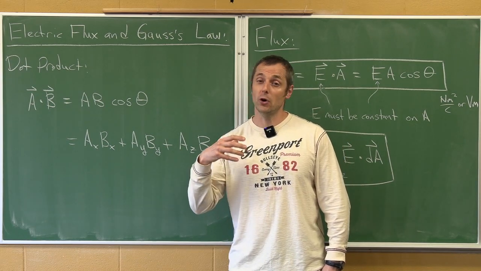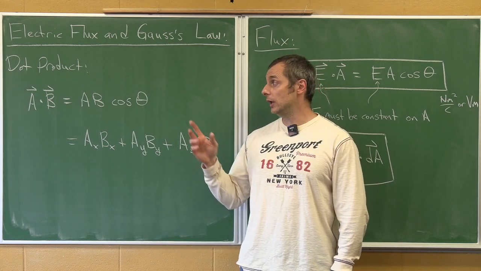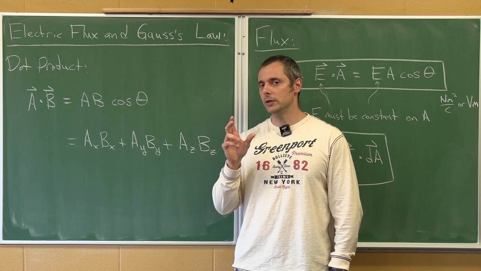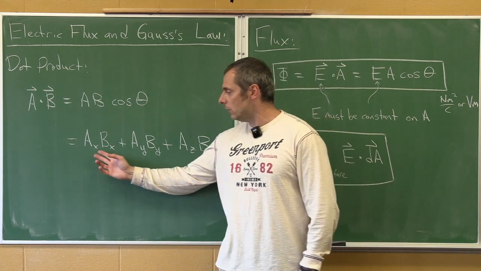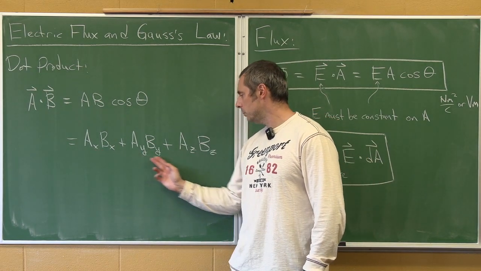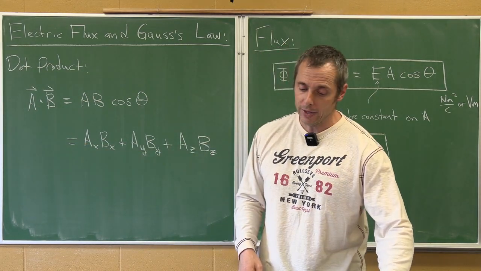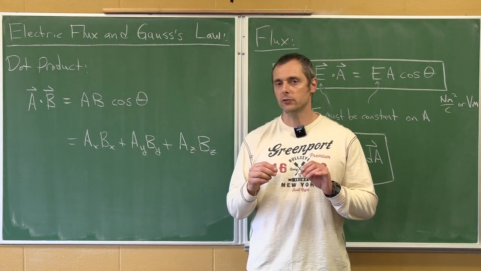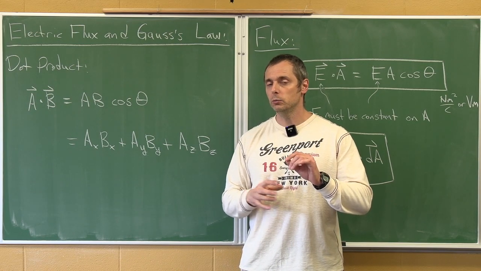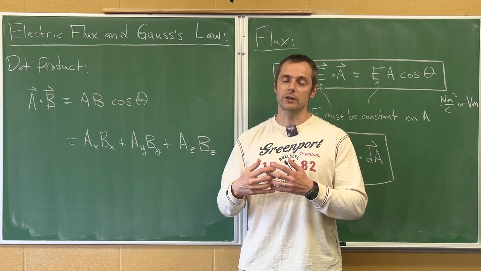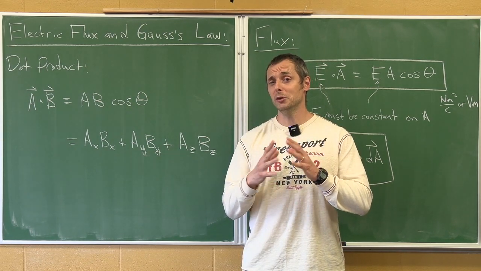2 times 3 is always 6 with numbers, with scalars. But 2 times 3 with vectors and a dot product can give you anything between 6 and negative 6, everything in between. You can also multiply the x components, the y components, and the z components, and add those together. That's another way to do the dot product. By the way, there's also a cross product. So with vectors, there are 2 ways to multiply: a dot product, which we'll be using for a good portion of the year, and when we get to magnetism, a cross product, a different way to multiply 2 vectors.